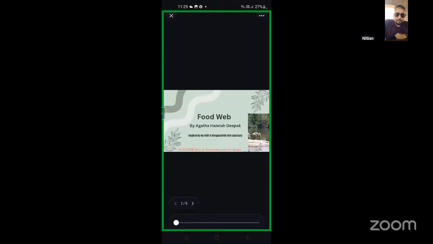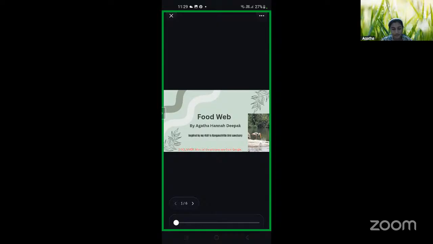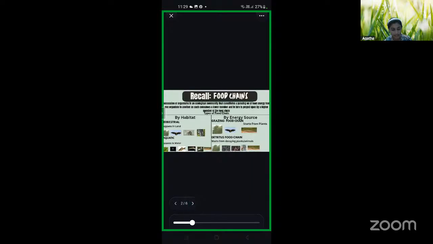Over to Agatha. Your time starts. So this is a presentation on food webs. It has been inspired by a visit to Ranganathittu Bird Sanctuary. Most of the pictures are from Google, but can you see the stork in the front? That's the one I took from the bird sanctuary itself. So let's start. Let's first recall what a food chain is. You can all see, right?